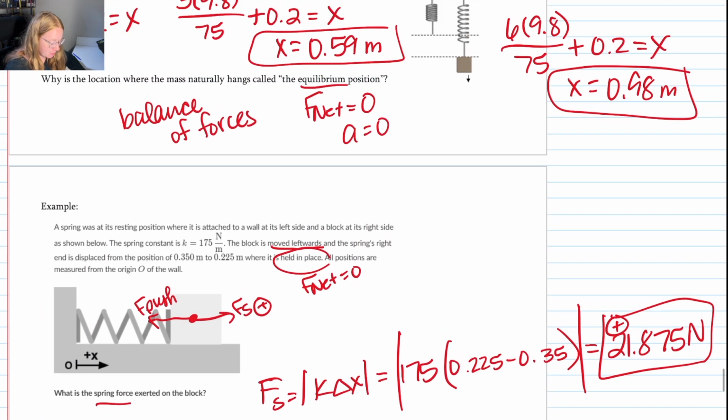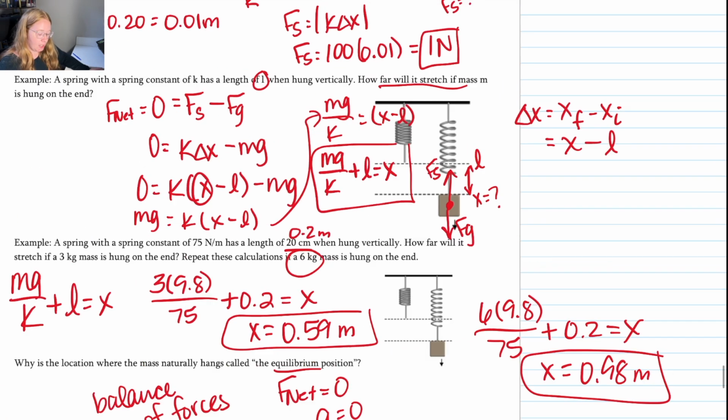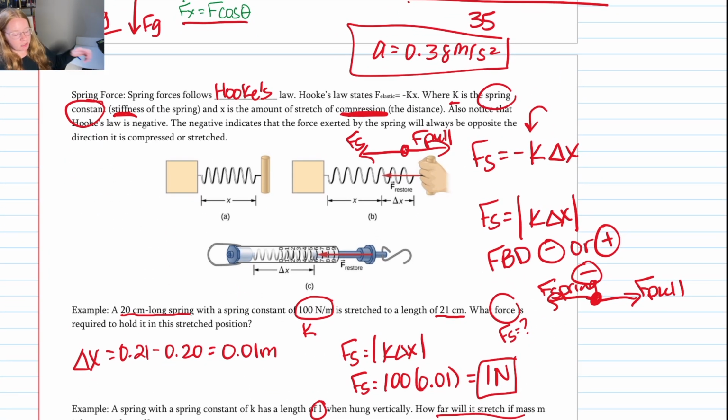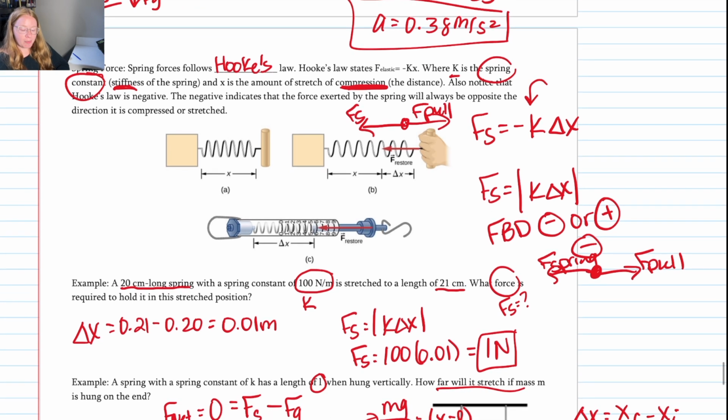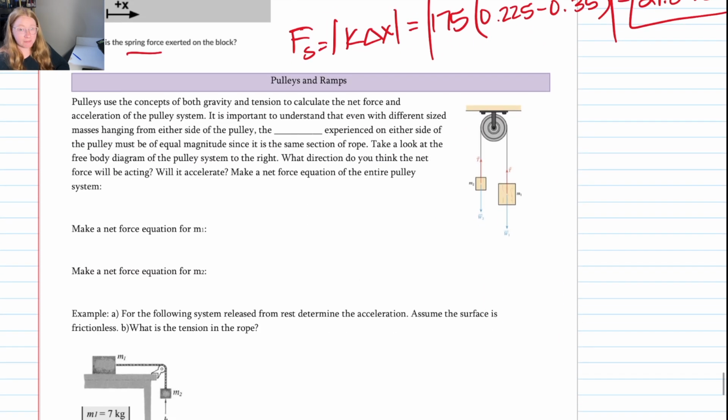Springs are pretty simple. You just need to remember Hooke's law, and it is on your formula chart. It's K delta X. K is the spring constant, and delta X is that change in position. You can do the negative on Hooke's law, but you'll just have to keep track of whether delta X is negative or positive. But my favorite is to do the absolute value, so there's no worry about if it's negative or positive, and just refer to the free body diagram at the end, and then decide if you want to make your answer negative or positive, depending on if it's going right or left or up or down. Okay, so that's it for springs.